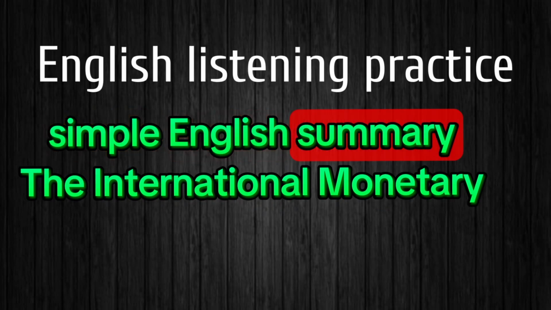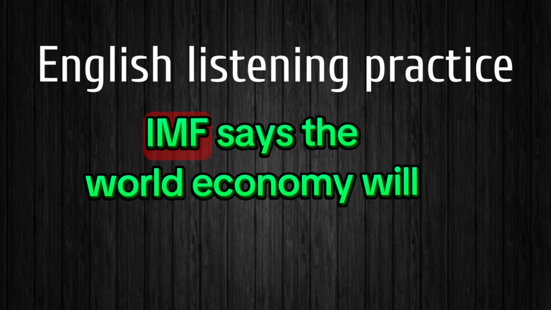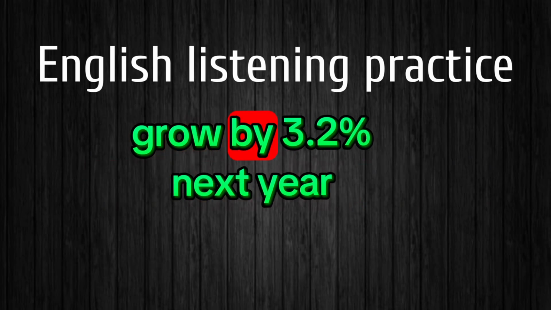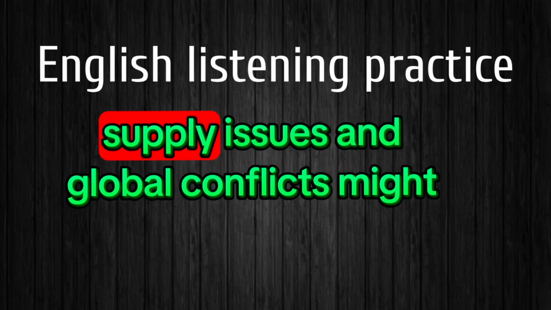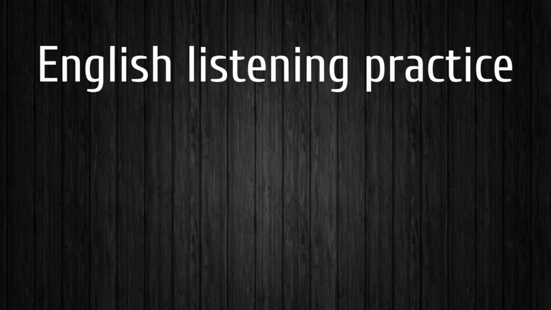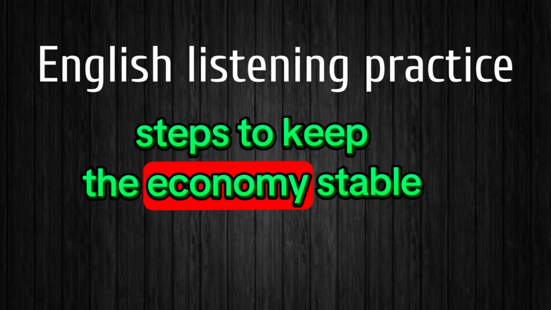Simple English summary. The International Monetary Fund, IMF, says the world economy will grow by 3.2% next year. But experts say problems like high prices, supply issues, and global conflicts might slow down recovery. The IMF advises governments to take steps to keep the economy stable.